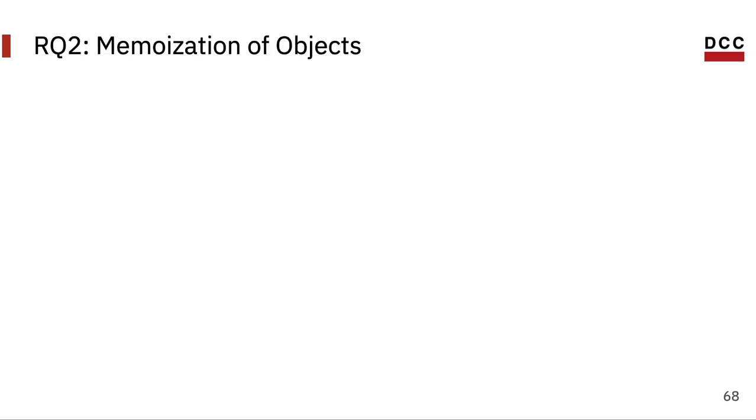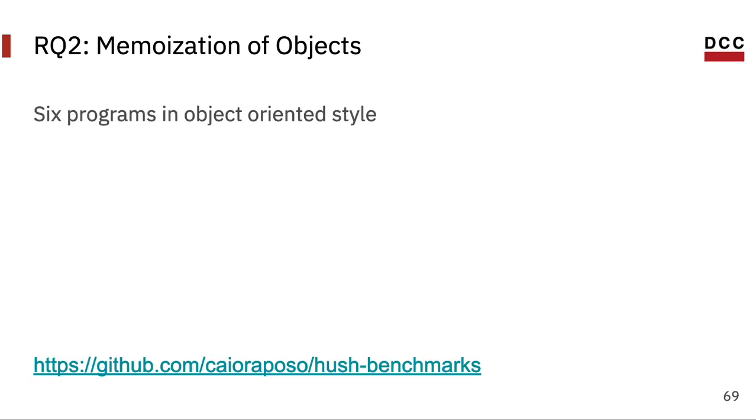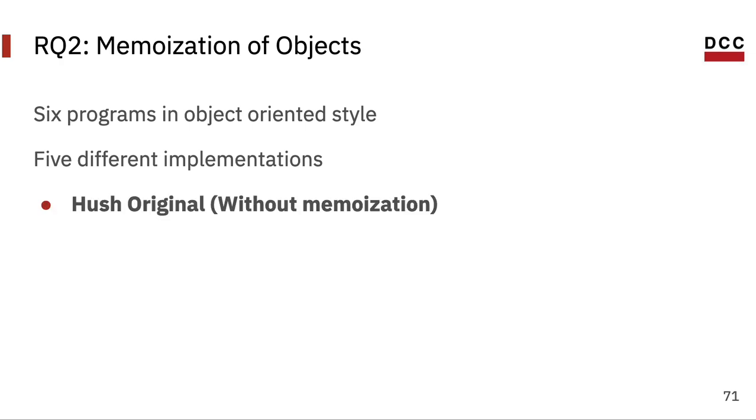Now let's take a look into some benchmarks that involve mutable objects. Again, the benchmarks are stored in our repository of Hush programs. We have 6 benchmarks that do memoization of mutable objects. And we have fiddled with 5 different implementations of memoization. Well, the first implementation does not really do any memoization. That's the original version of Hush.